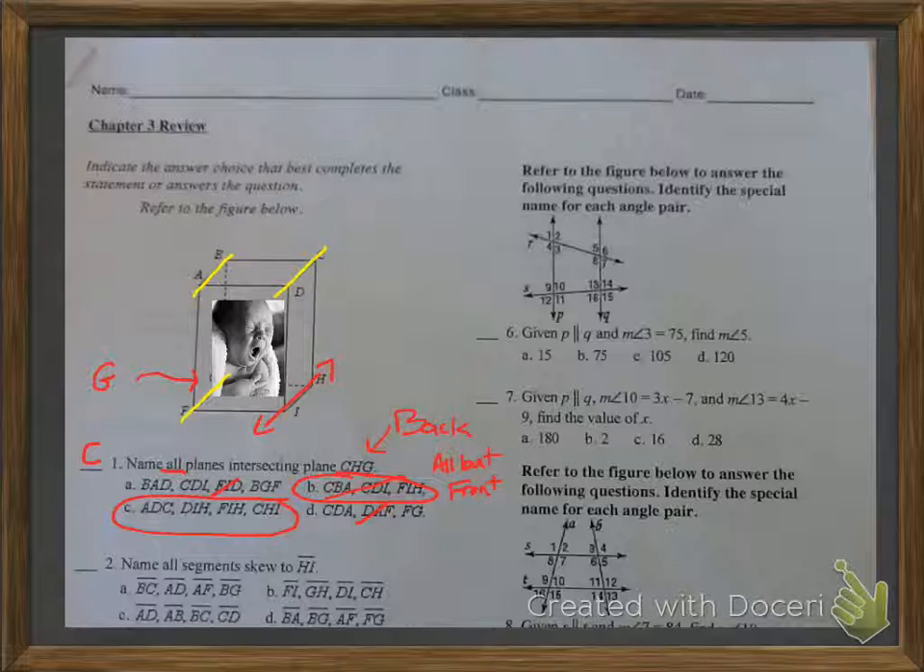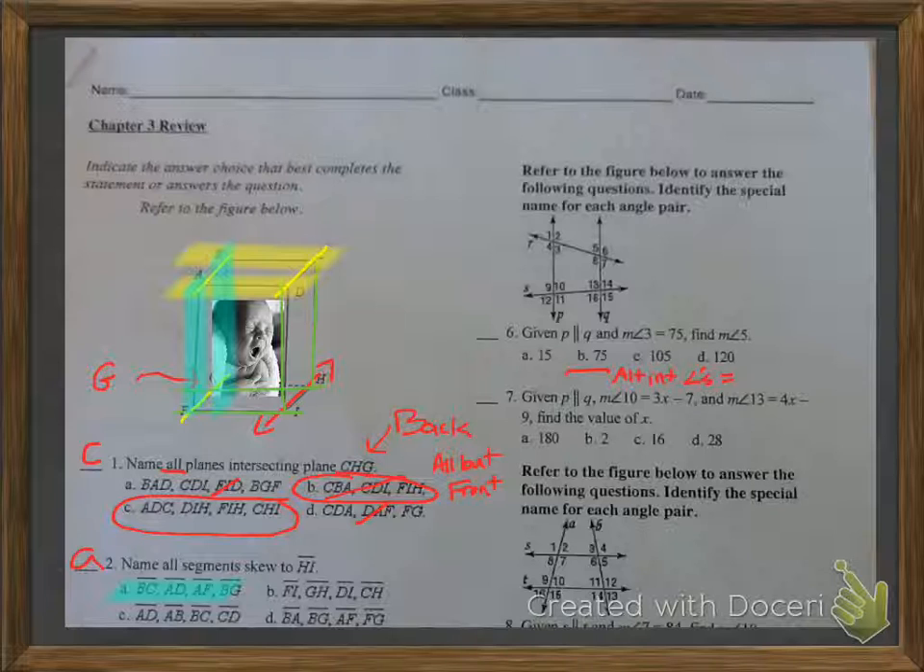Well, skew is not parallel and not intersecting. So those 3 yellow lines I put in there are all parallel to HI. You want to eliminate those. And then all the green lines are the ones that intersect HI. You want to eliminate those. And that leaves behind only these 4 that I highlighted, BC, AD, AF, and then the back one, BG. Those are the ones that would be skew. They're not parallel and not intersecting. So that leaves us with good old A.